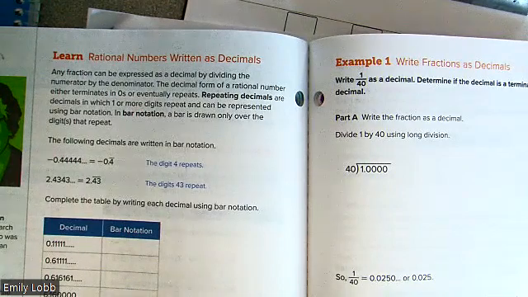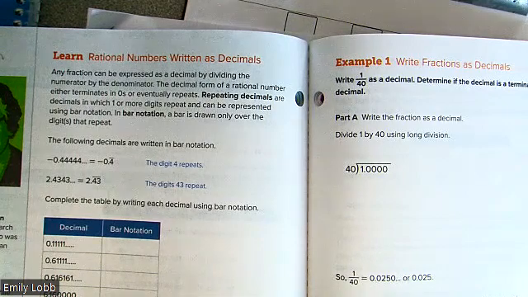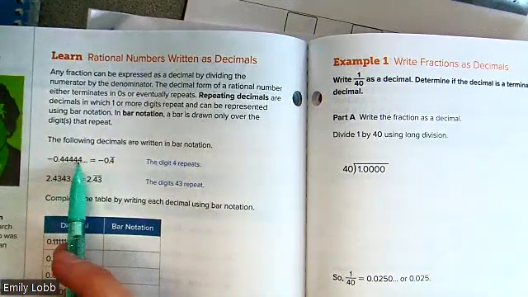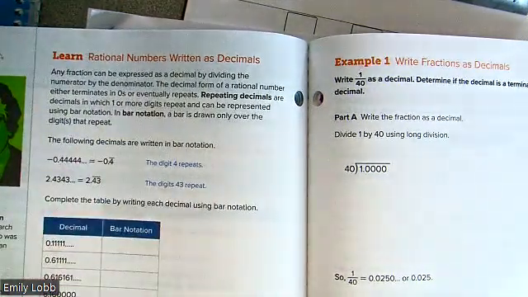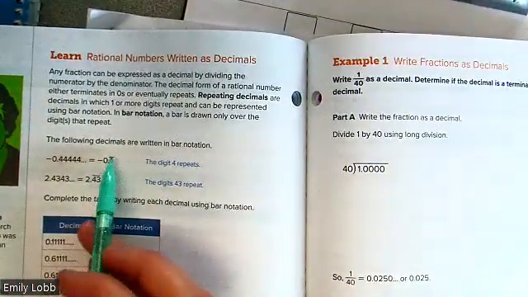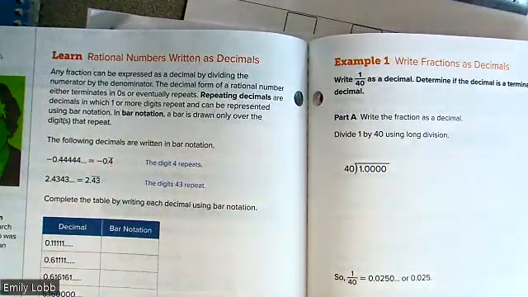Repeating decimals are decimals in which one or more digits repeat and can be represented using bar notation. A bar is drawn only over the digits that repeat. You guys have seen this, right? Repeating decimals? Yes, you have. The following decimals are written in bar notation. So negative 0.4444444444 on, we would just write as negative 0.4, and that digit that's repeating, we put bar notation over it to show that it's repeating.